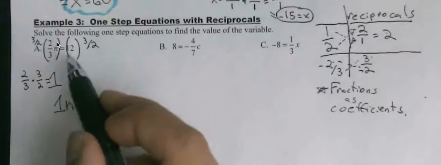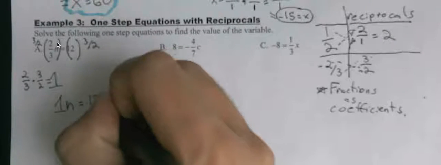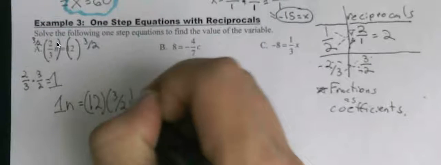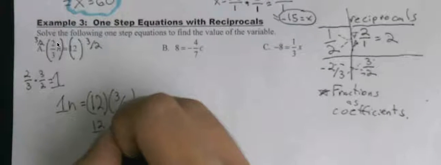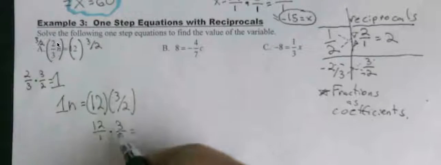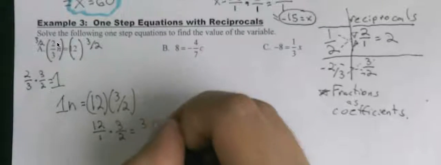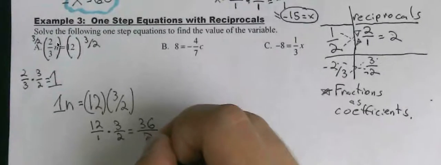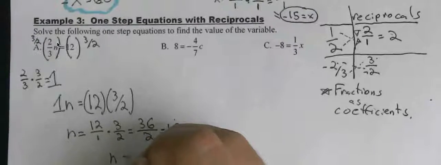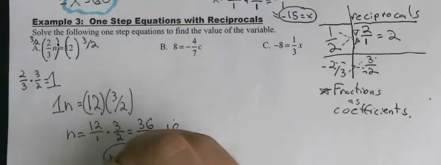This is now equal to 12 multiplying with 3/2. If you rewrite this with fractions for multiplication, you could eventually get 3 times 12, which is 36, over 2, which is now 18. So this is saying that collectively, when simplified, n equals 18.